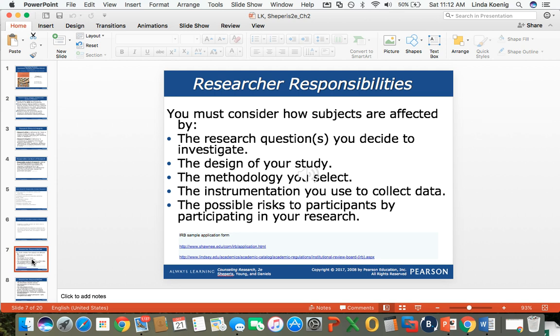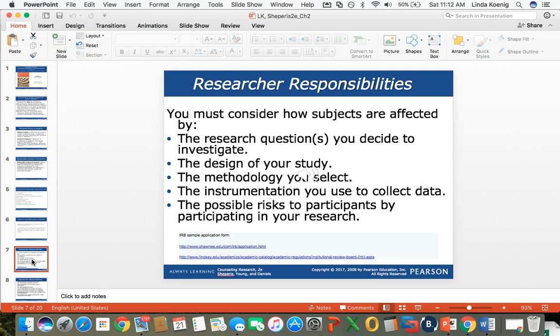So we might choose a methodology that gives us a little more contact with our subjects so that we can monitor how they're doing. We also need to really consider what kind of instrument we're using to collect the data. It could be a structured interview, it could be an assessment instrument that's out there, it could be, again, a combination.